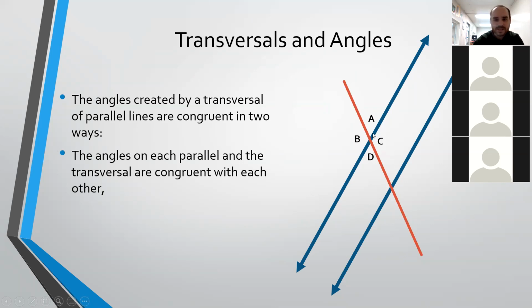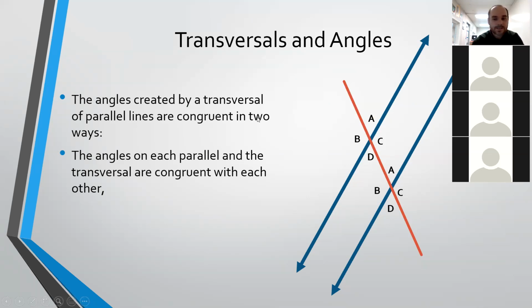So what that means is that the angles formed between the transversal and this first parallel line are the same as the angles formed between the transversal and the second parallel line. So all of these are congruent. A and A are congruent, C and C are congruent, D and D, and B and B.